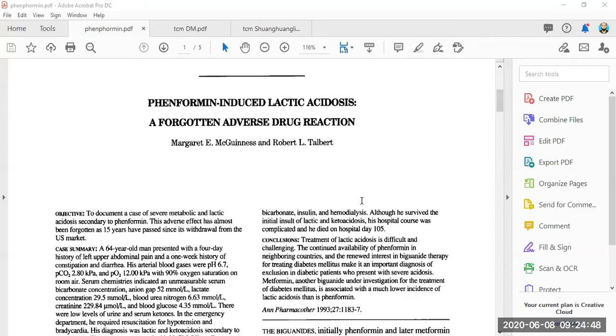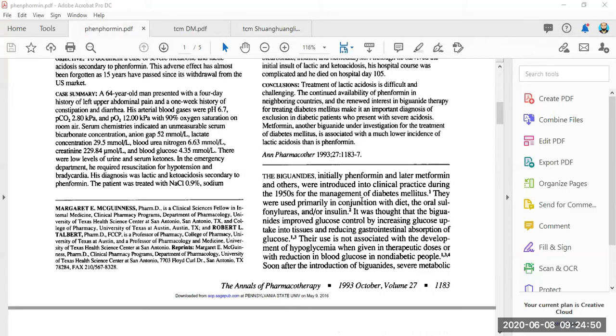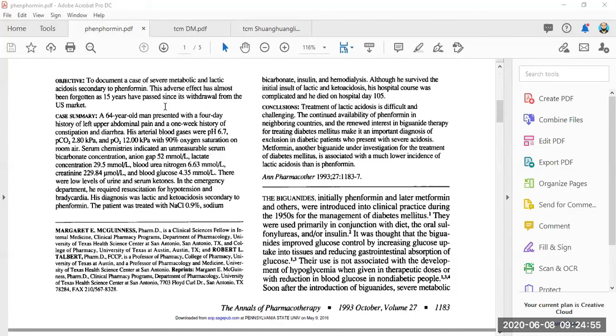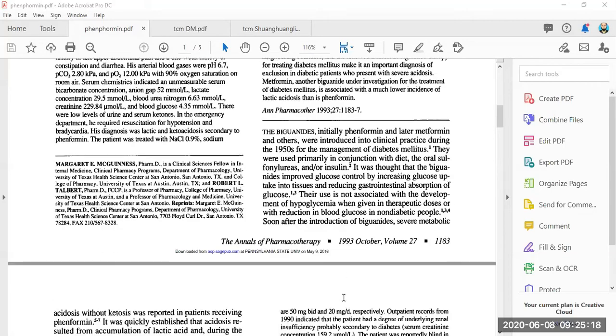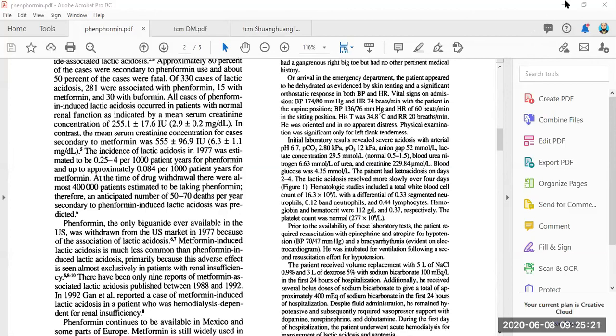I just checked the dates, and it has now been discontinued for a long time. They mentioned that in the US market, although this article was published in 1993, in America it was already discontinued 15 years before. So you can see that it was discontinued in the 1970s and 1980s. It was already discontinued in the EU and the US. But in the developing countries, in 1993 they produced those results. They mentioned this case study, and it is now not being used. But obviously, the textbook mentions this drug, so I mention it to you.